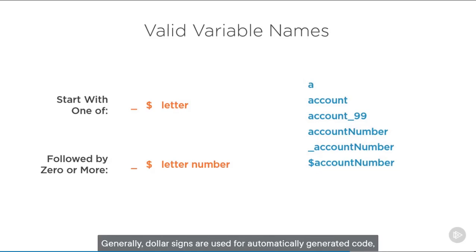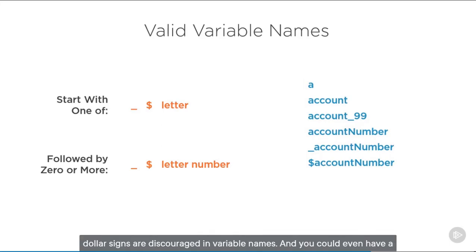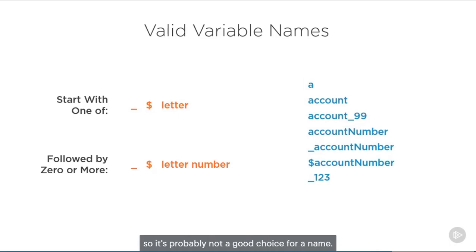Likewise, you can start a variable name with a $ sign. Generally, $ signs are used for automatically generated code, which is an advanced subject. But for the most part, $ signs are discouraged in variable names. And you could even have a variable name such as _123. And that's very non-descriptive, so it's probably not a good choice for a name.